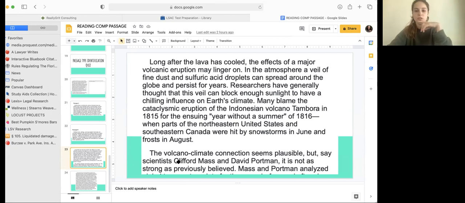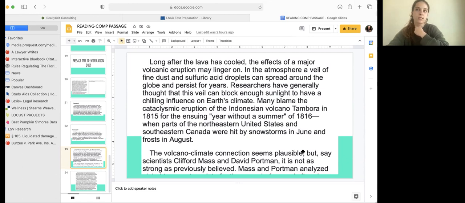But we get this dissent, which is the volcano climate connection seems plausible, but. This is addressing that even though this is understood, it's not as strongly believed. And I know that some of us got a little confused about whether or not this was cost benefit. If it was cost benefit, we would have a neutral author. Here we don't have a neutral author because they say seems plausible, but.